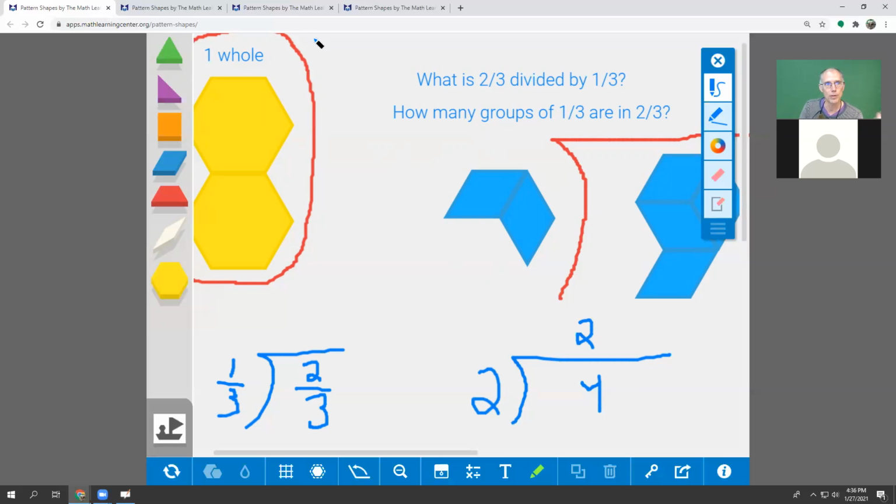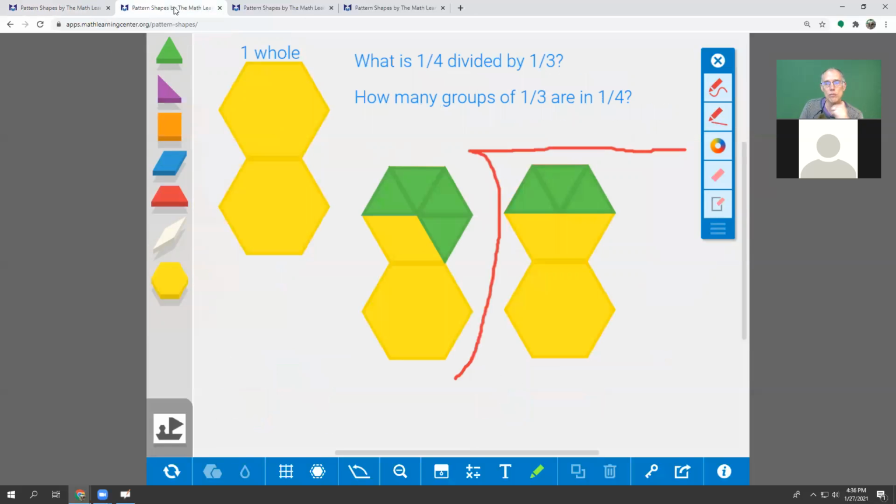Not bad. Let's try the next one. This one was a little bit harder. Here, I wanted to know what is 1/4 divided by 1/3. So in other words, how many groups of 1/3 are in 1/4? So if I draw that out with a pencil, I've got one, oops, that's a little too far over. And I can't undo, I have to erase. All right, try that again. I've got 1/3 goes into 1/4, how many times?